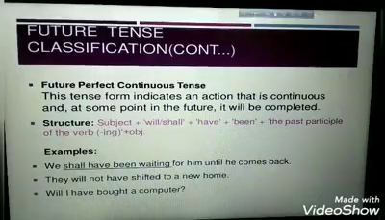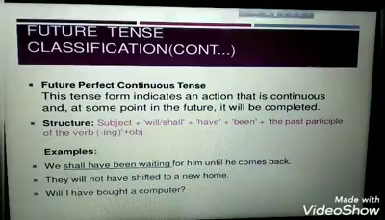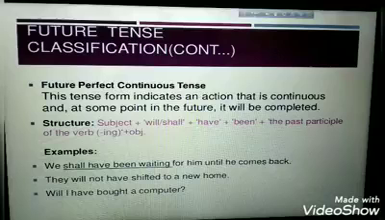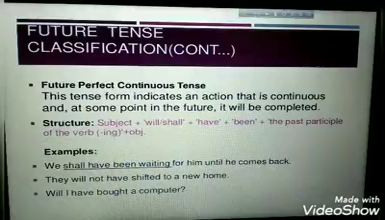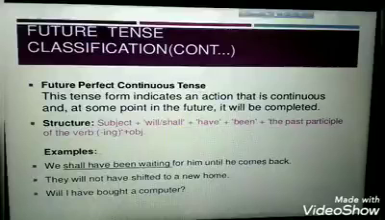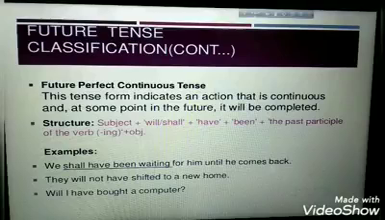For examples, we shall have been waiting for him until he comes back. They will not have shifted to a new home. Will I have bought a computer? So these are the examples of future perfect continuous tense.